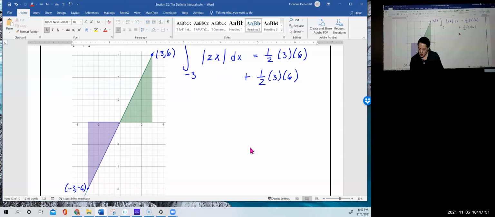So what ends up happening is we end up with 9 plus 9, which is 18. I would need 18 square units of paint to paint the total area, whether it was above the axis or below.